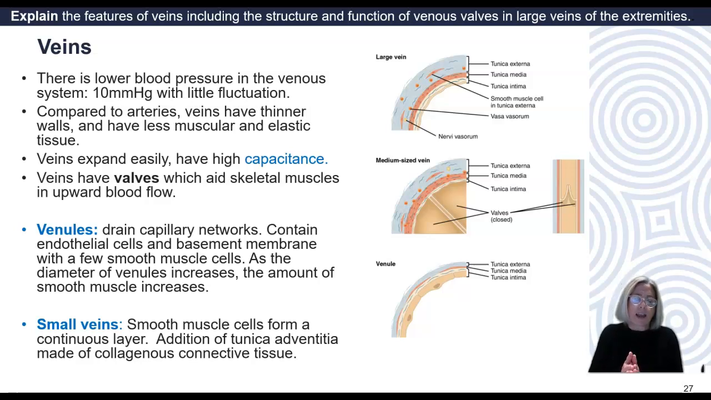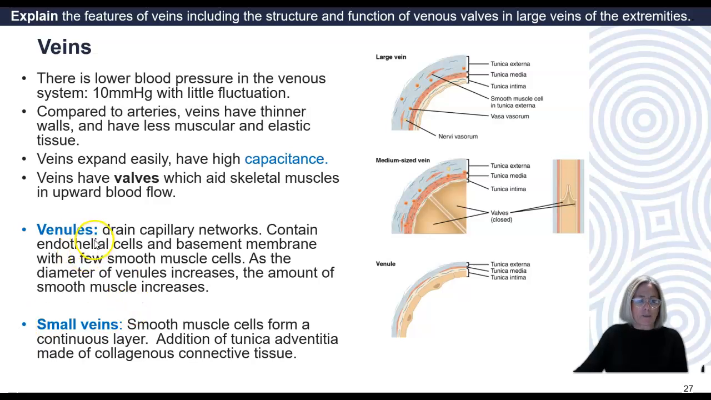Now, we also have veins that have valves, which aid skeletal muscles in making sure that blood flows in an upward direction. So particularly venous valves in those veins of the lower limb, which ensure one-way flow of blood back towards the heart.